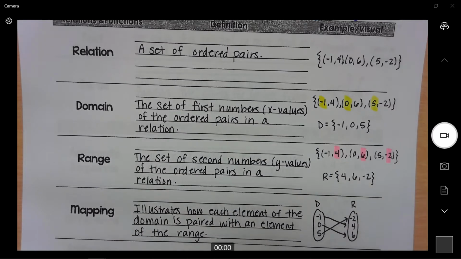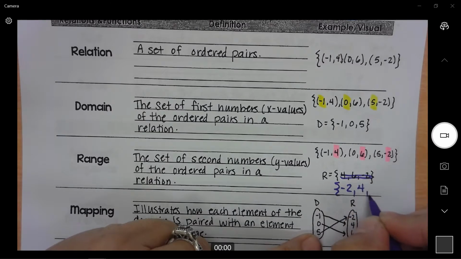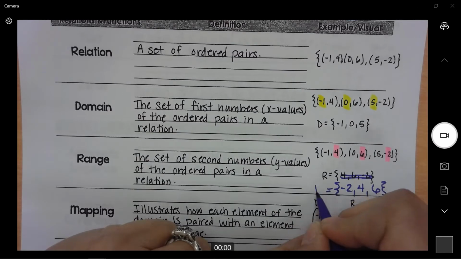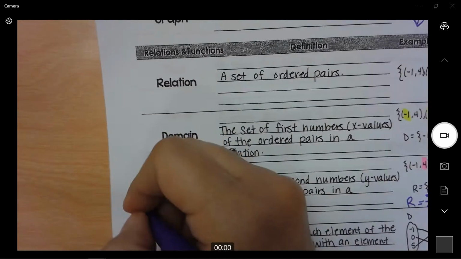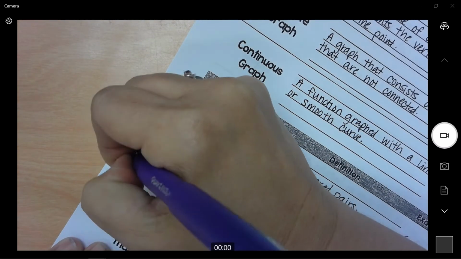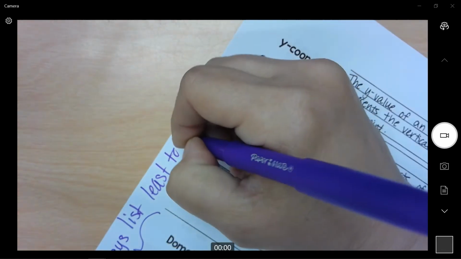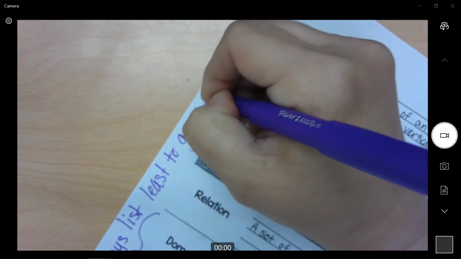And again, we should be writing these -2, 4, 6, even though that's not the order they came in, least to greatest. That's our range. So always list least to greatest. You will get it wrong if you do not do that. Okay? It actually helps us when we're doing our more complicated ranges and domains, we always look from the least to greatest.